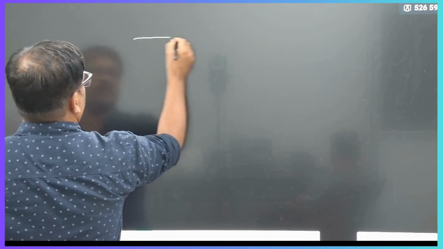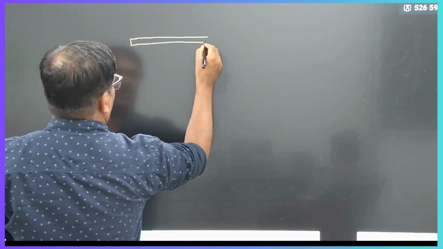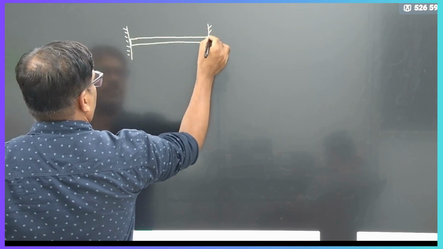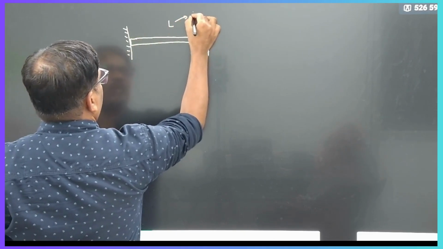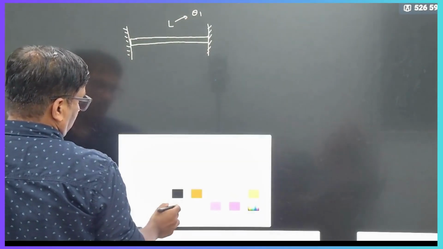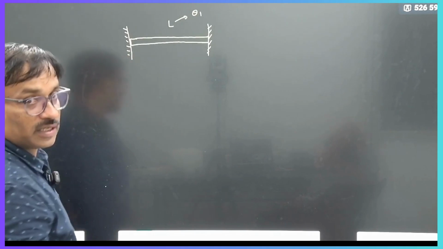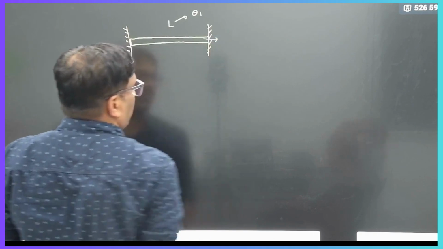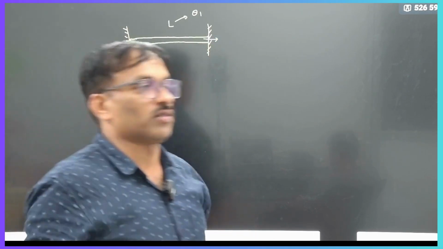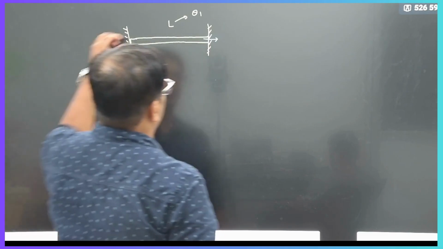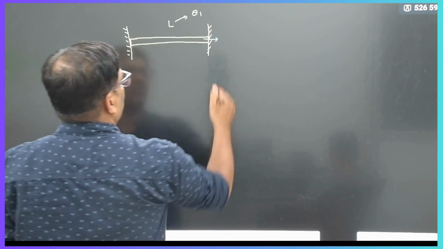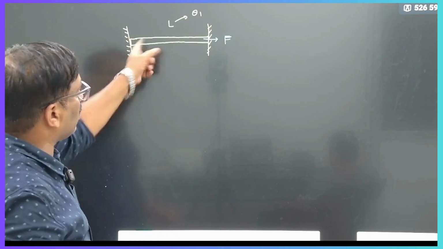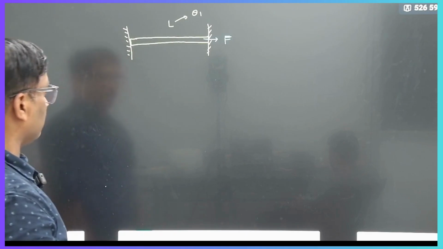Suppose there is one rod. This is also one application. This rod is clamped at two ends, has length L, and its temperature is theta 1. Now when temperature is increased, this rod tries to move outward and exerts pressure onto the clamps. With what force is it going to exert pressure? We want to calculate the force acting by this rod on the clamps.